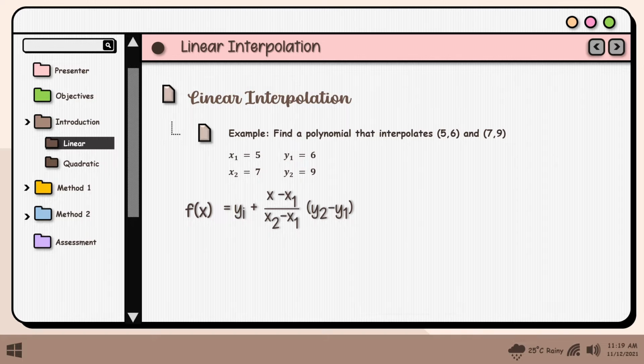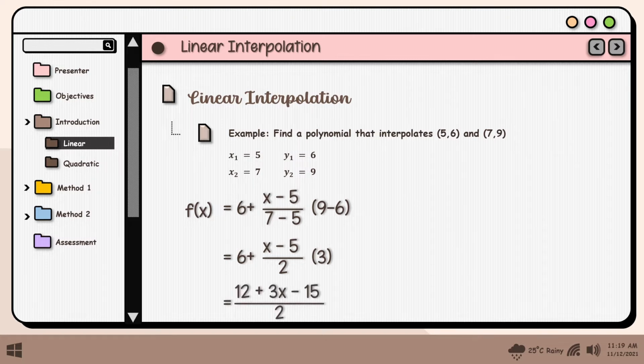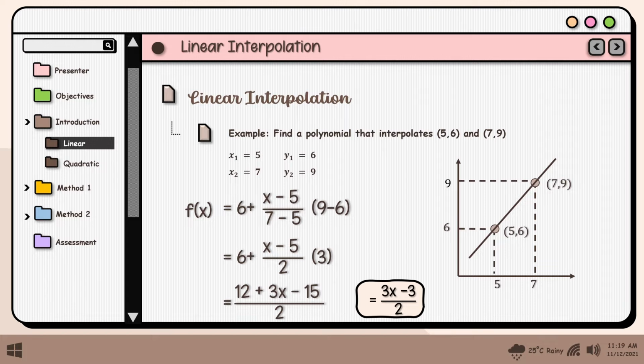Given the linear interpolation formula, we're going to substitute our given values such that y equals 6 plus x minus 5 all over 7 minus 5 multiplied by 9 minus 6. Simplifying the equation, we have 12 plus 3x minus 15 over 2. Simplifying the equation even more, we can conclude that the polynomial that interpolates the given example is 3x minus 3 all over 2. And if we are to graph that equation, it would look like this one.